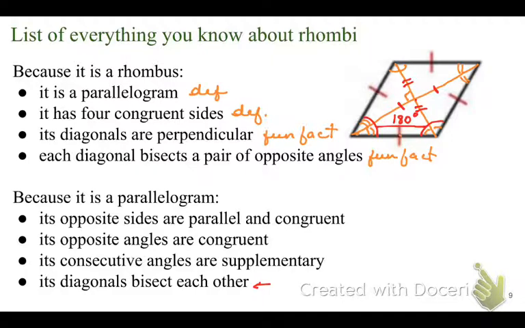So that's how you develop an understanding about rhombi: it has these special characteristics of a rhombus, but it also has the characteristics of a parallelogram because it is a child of a parallelogram on the polygon family tree.